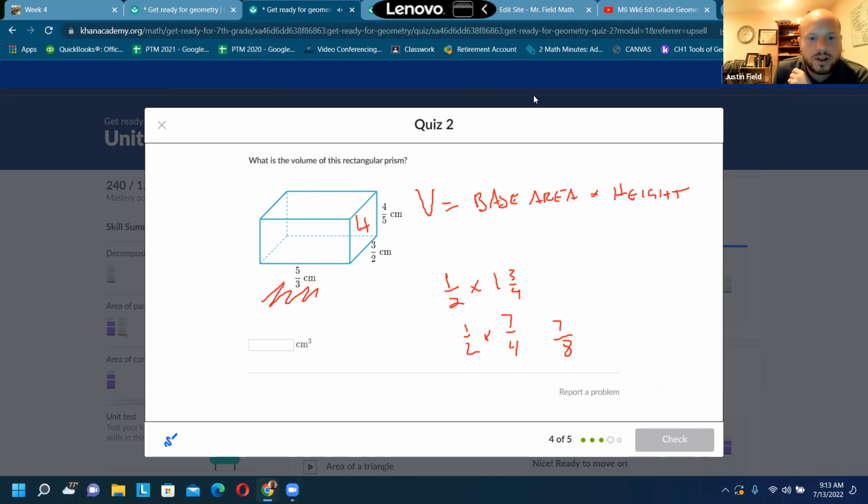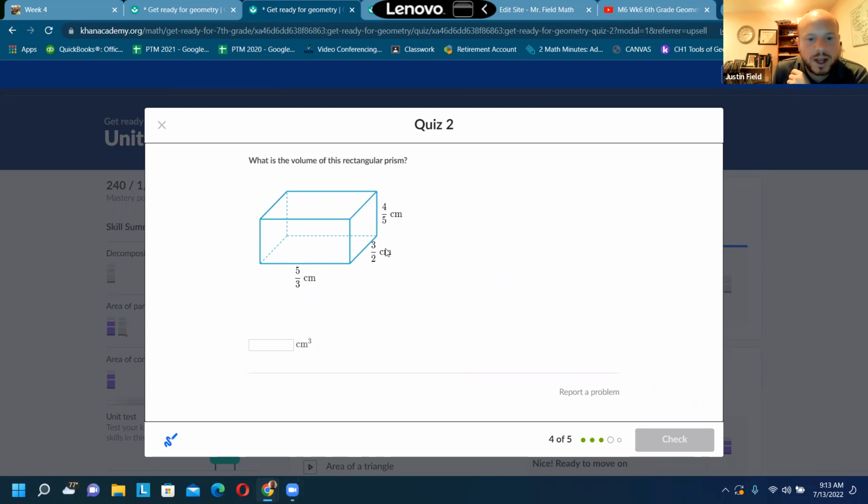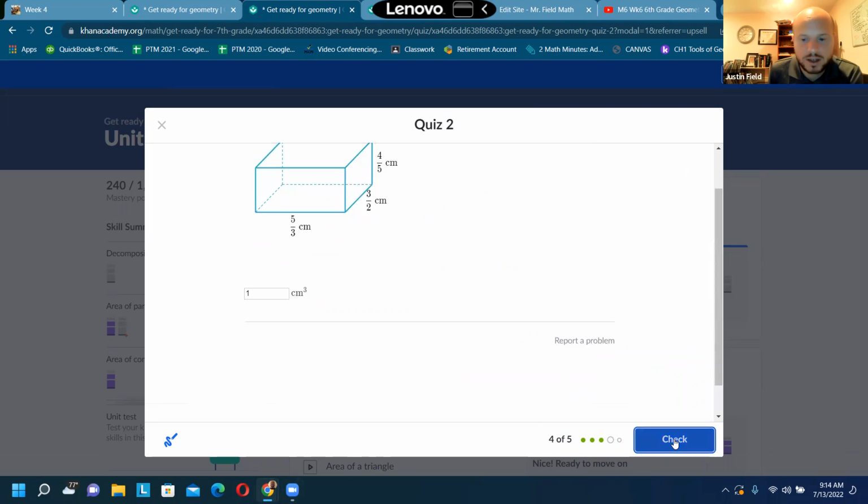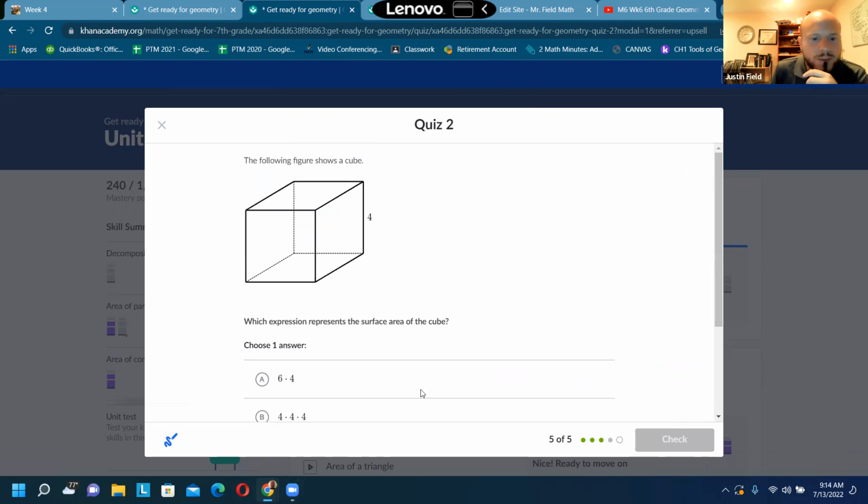What is this volume? So you can do that, multiply those two together, and then multiply it by the third fraction. I challenge you. And the surface area of the cube. Okay, so they're all 4. I'm not going to do this whole one. I'll just tell you everything is 4 because it's a cube. So see if you can identify that. All right, so there you go.